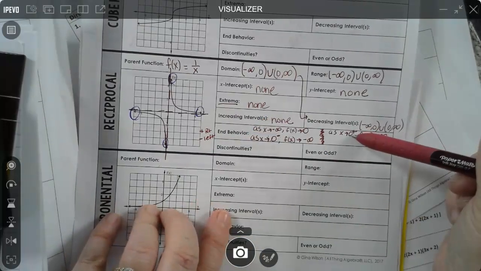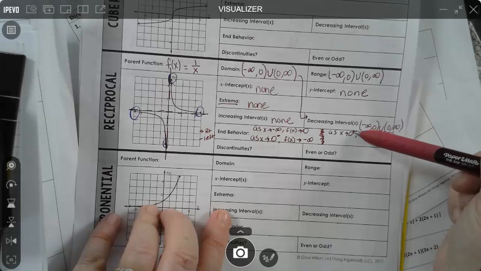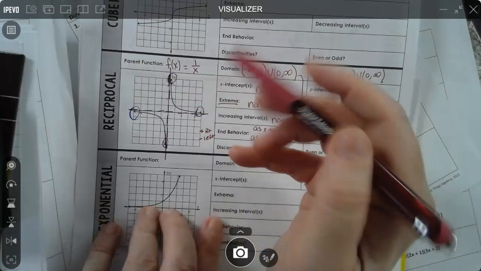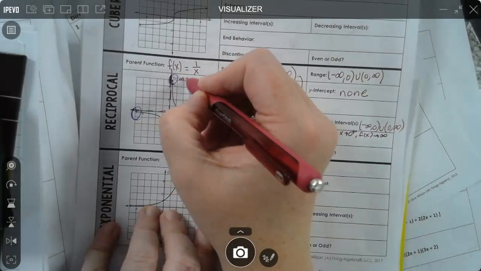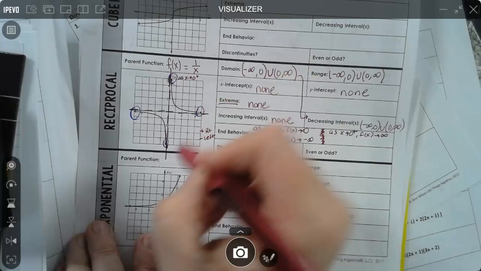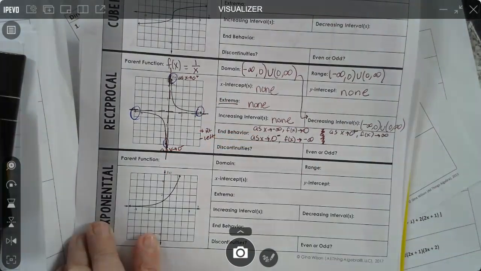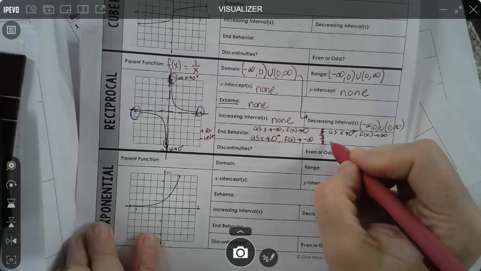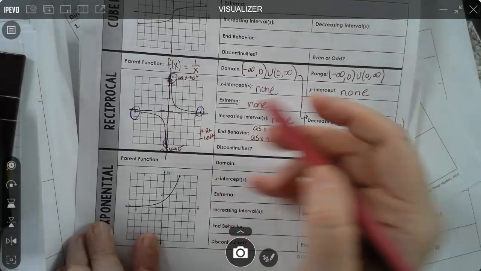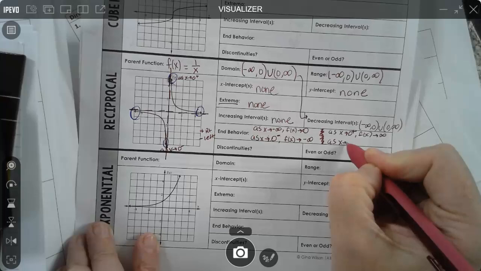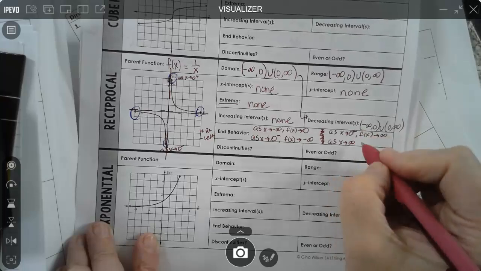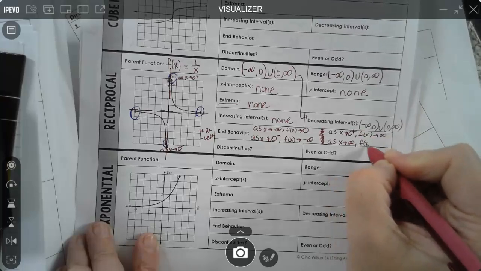As x goes to 0 from the right. So we're talking about this one right here. This one is as x goes to 0 from the right. This one is as x goes to 0 from the left. So now the last end, which is this arrow, is as x goes to infinity, what does it do? It goes to 0.